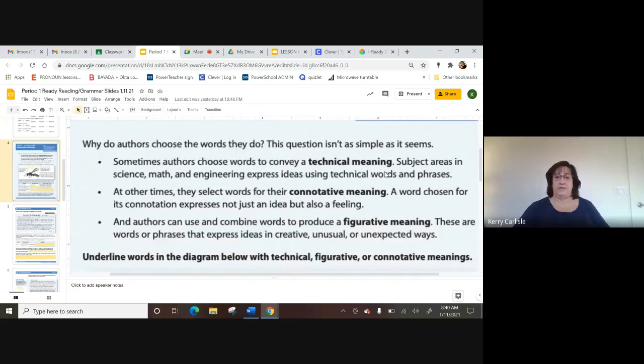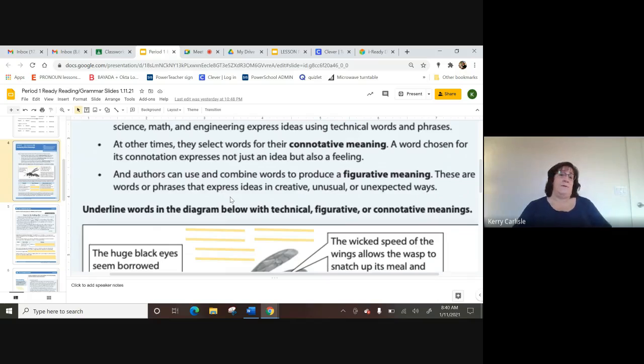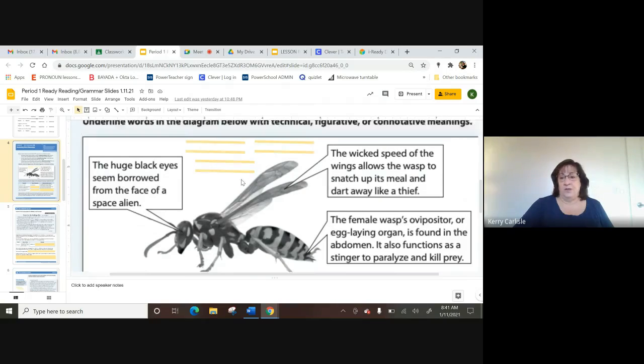Technical meanings, the definitions are right here, right? A technical meaning has to do with a science, math, or engineering expression. They'll use these technical words. A connotative meaning is a word chosen for its connotation; it expresses not just an idea, but a feeling, especially like good or bad, right or wrong. That's connotative. And then the authors use and combine words to produce figurative meanings. We're going to be talking more about figurative language next week. We're going to start looking at some poetry and more figurative language next week. So you're supposed to move these to the places that show that.